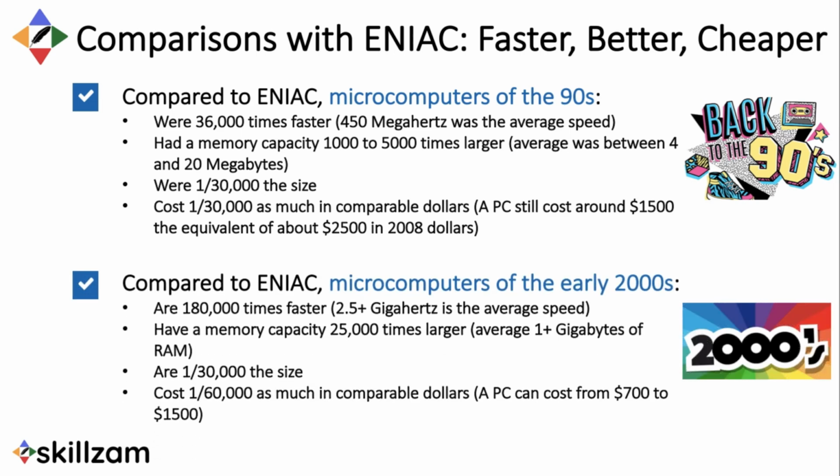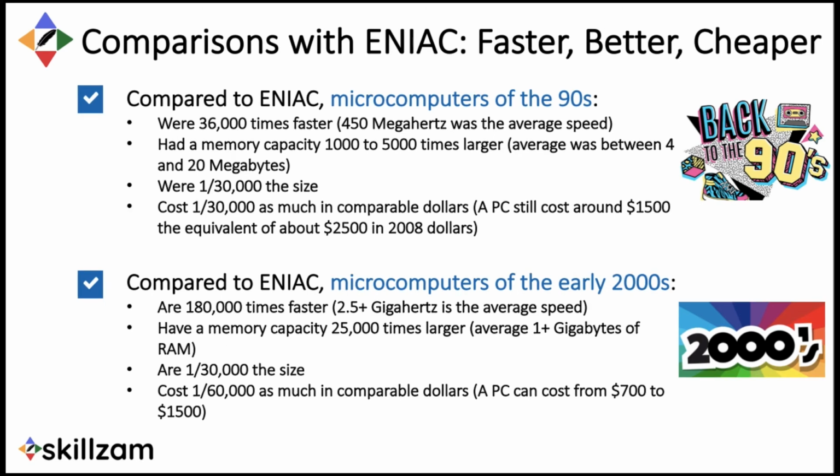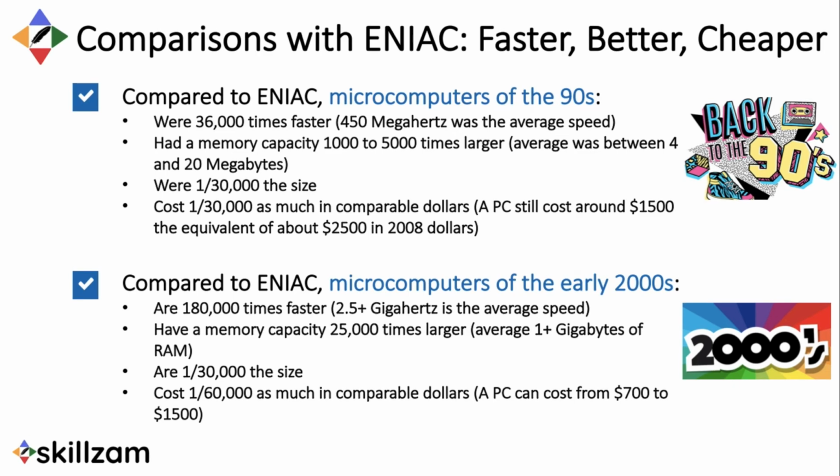As we compare the same ENIAC with the computers of the 2000s, they are 180,000 times faster, with memory capacity 25,000 times larger, 1/30,000 the size, and 1/60,000 as much in comparable dollars. So it's really astonishing to compare the computers of today with the past. They are much faster, much better and much cheaper, thereby elevating the standard of living.